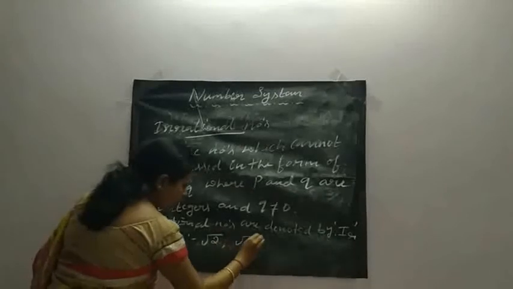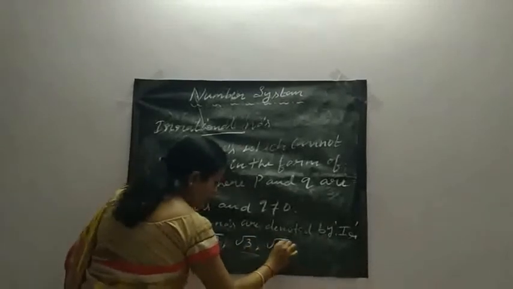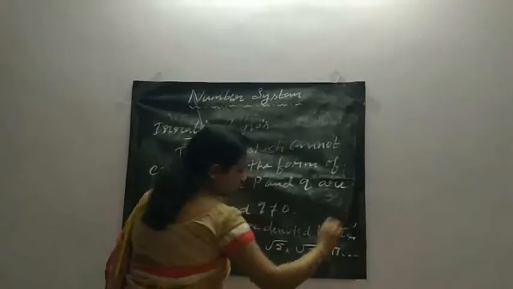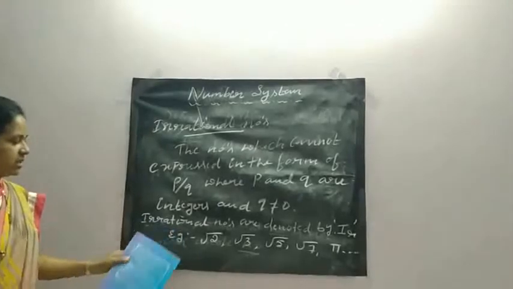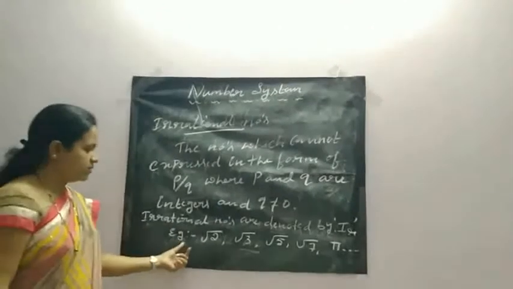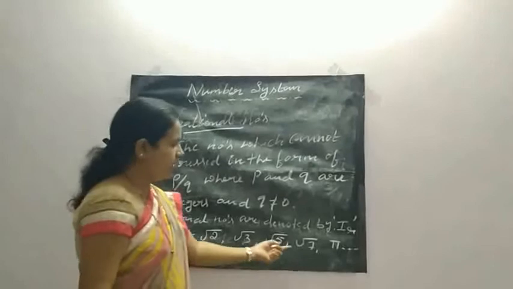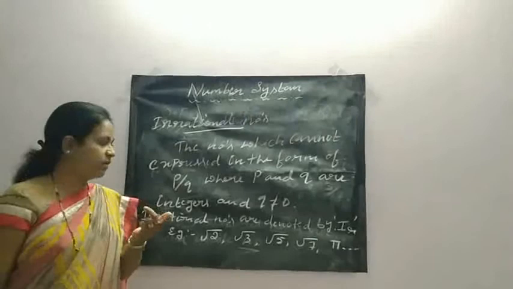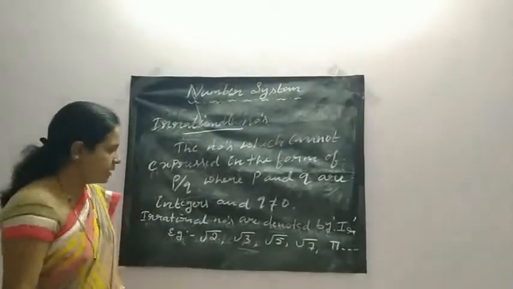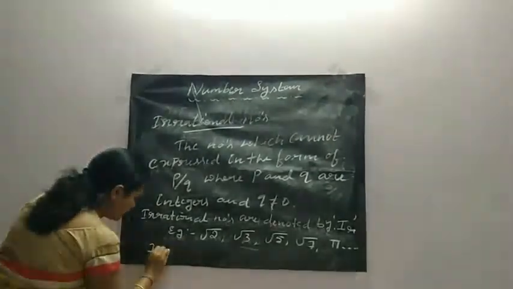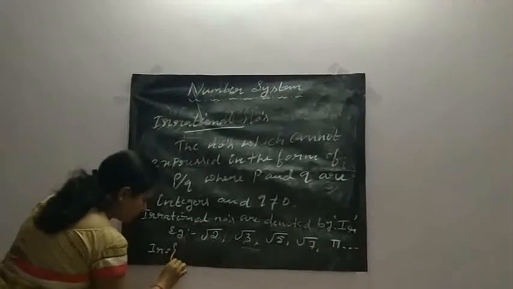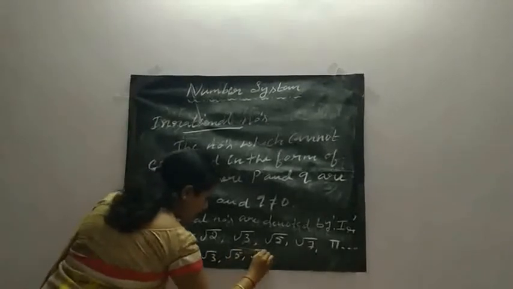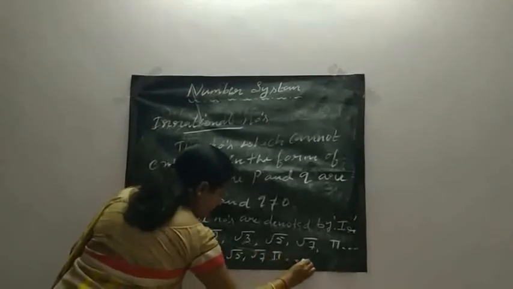Now we shall see some of the examples for irrational numbers. √2, √3, √5, √7, pi. It goes on, children. So these are the examples for irrational numbers, means √2, √3, √5, √7, √11. So the numbers which do not have a perfect square root are called irrational numbers. In the set form, it can be written as IR is equal to √2, √3, √5, √7 and pi.